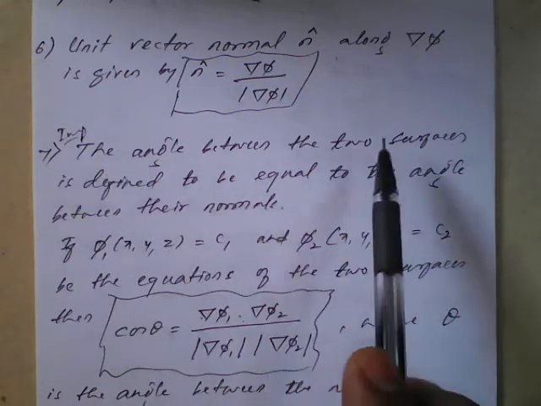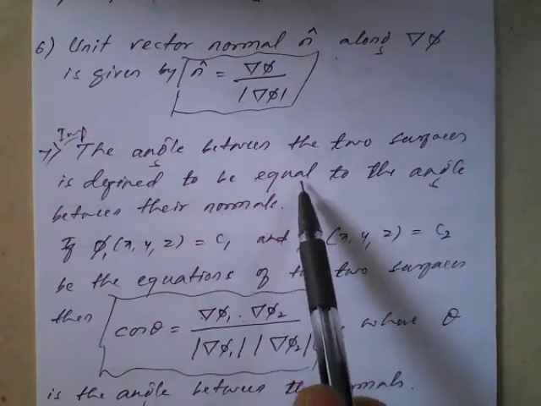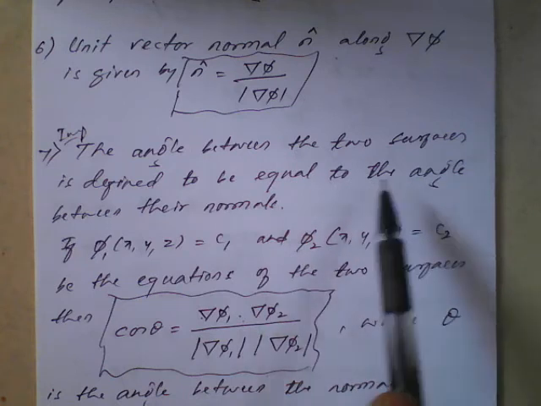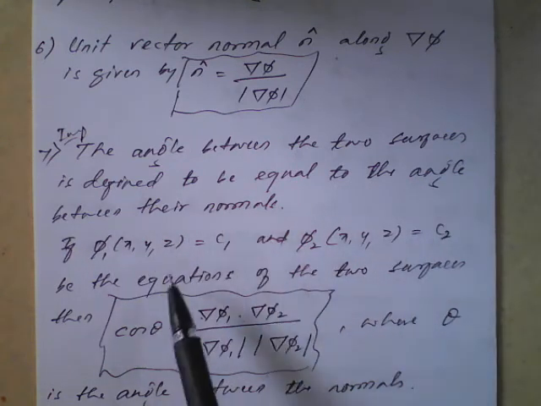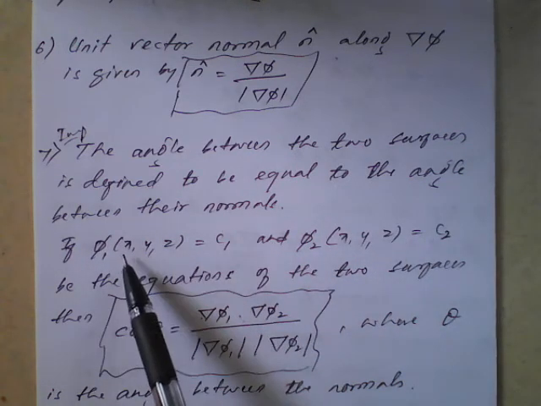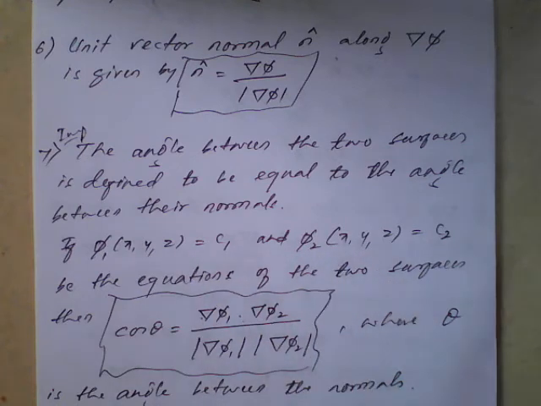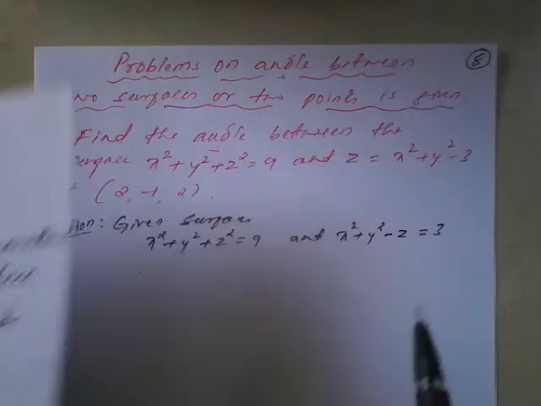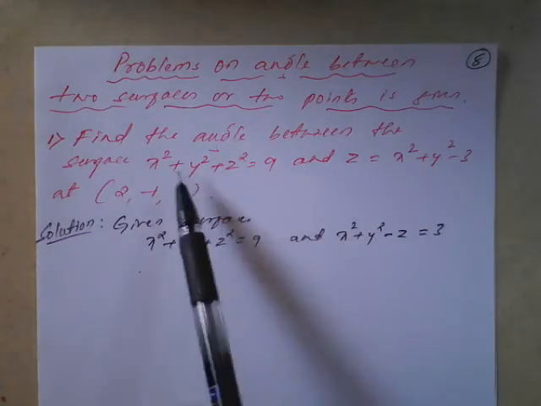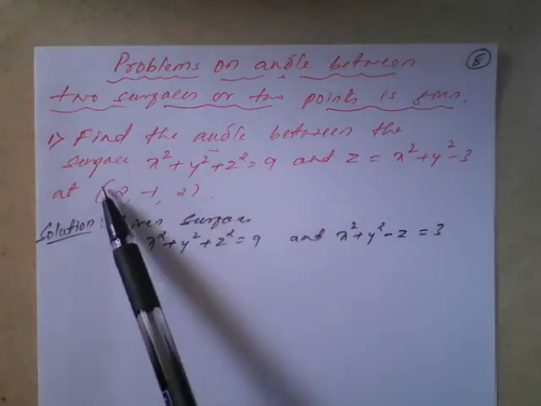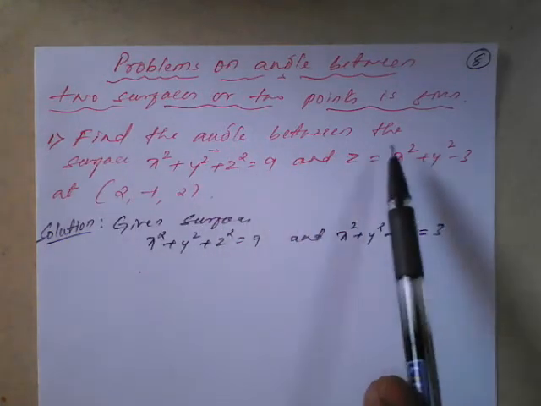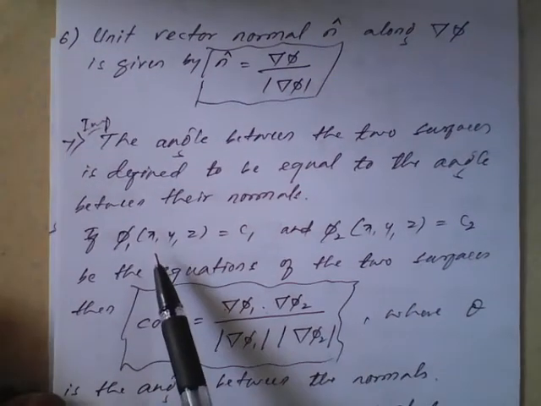Point number 7: the angle between two surfaces is defined to be equal to the angle between their normals. It means we'll get two surfaces, surface 1 and surface 2. So in the new question, find the angle between the surfaces. This is the first surface, the second surface, with one point. So here also two surfaces.